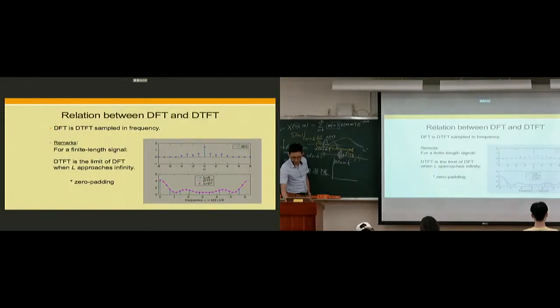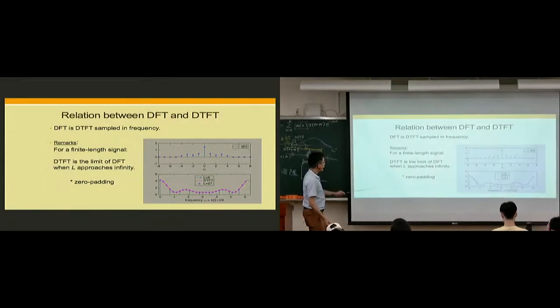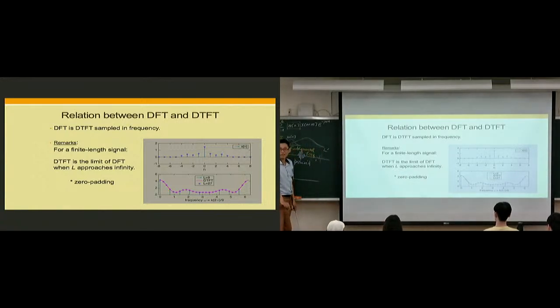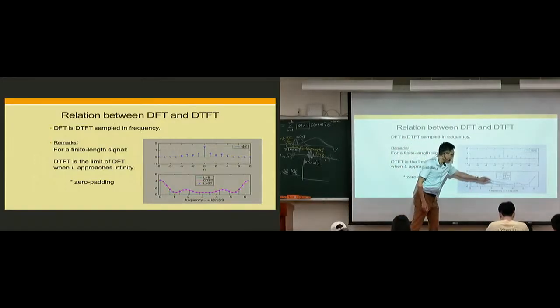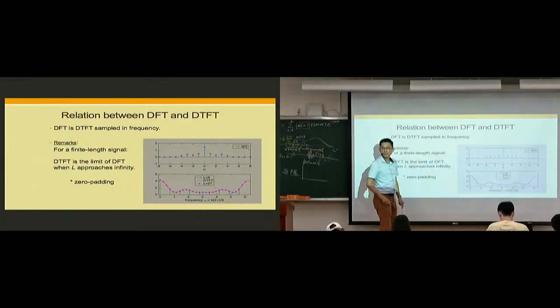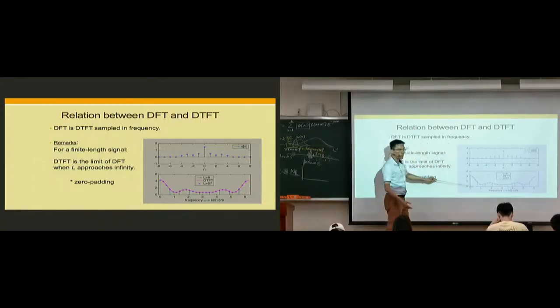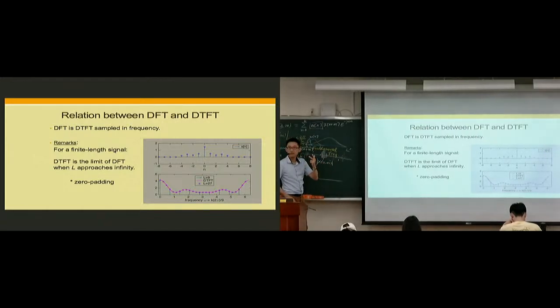So with that in mind, I tried to argue that the DFT is the DTFT sampled in frequency. And you can say the opposite actually: the DTFT is the DFT interpolated in frequency. Let me say that again. If the DFT is the DTFT sampled in frequency, the other way around also makes sense. We can say that the DTFT is the DFT interpolated in frequency. Just going between discrete and continuous, okay? That also makes sense.